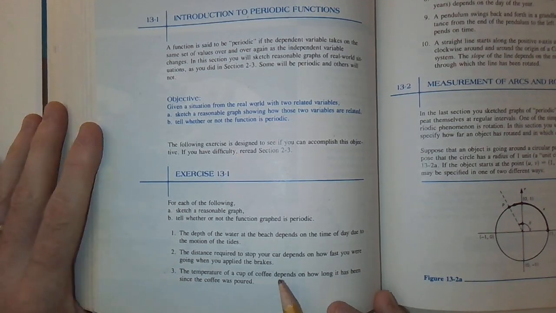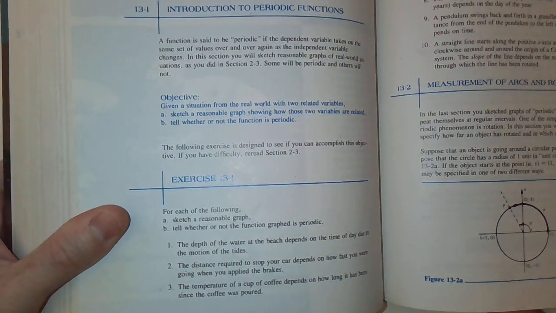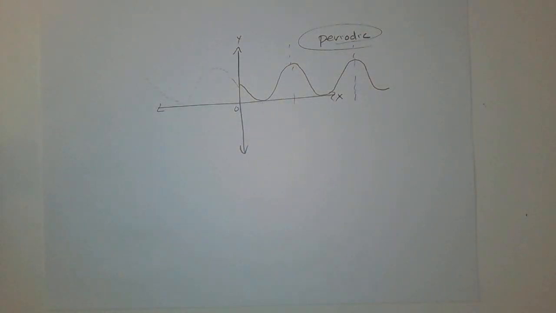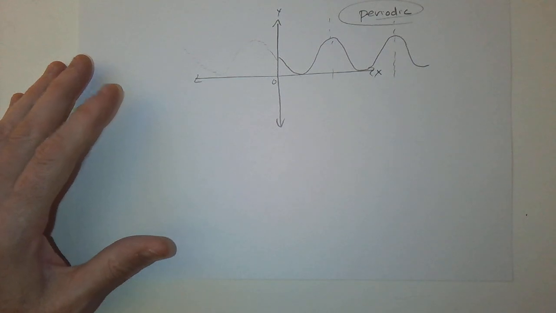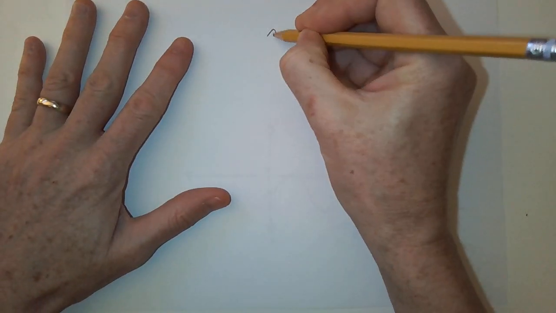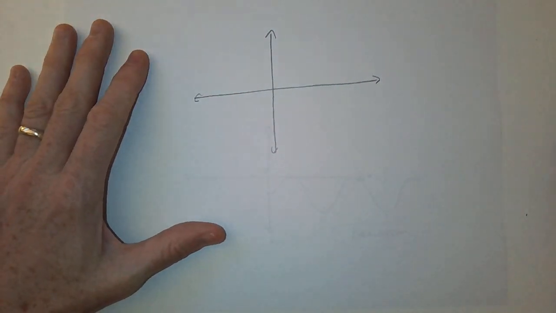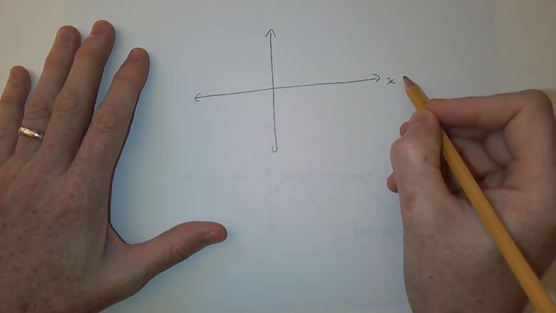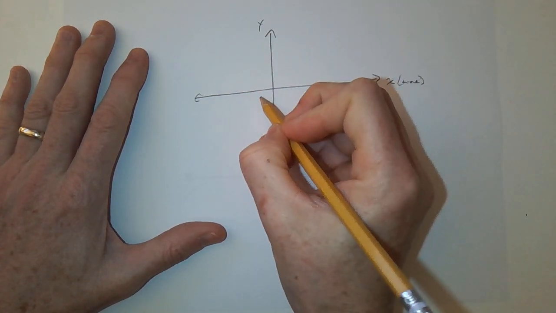The temperature of a cup of coffee depends on how long it has been since the coffee was poured. Okay. So that's not going to be periodic, and the reason is because the temperature just decreases and then it's cold. That's going to stay there. So if we're going to do another graph, over time, that's our x-axis. We'll just say time over here. And we've got the y-axis, our origin.